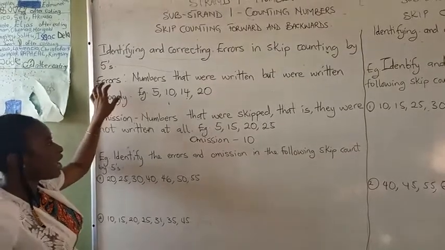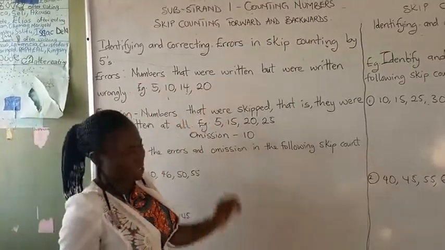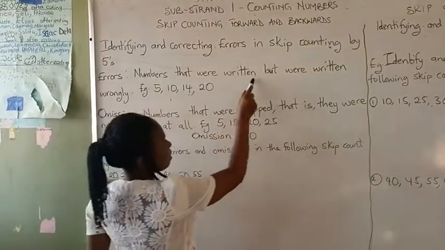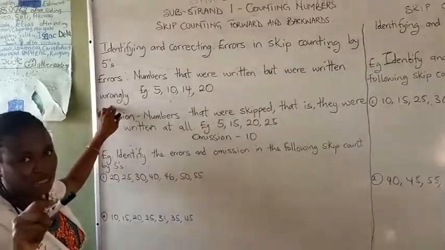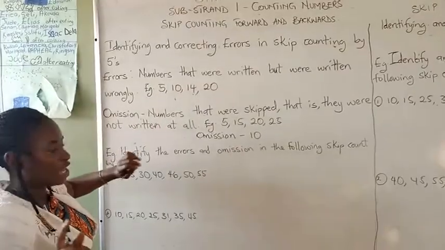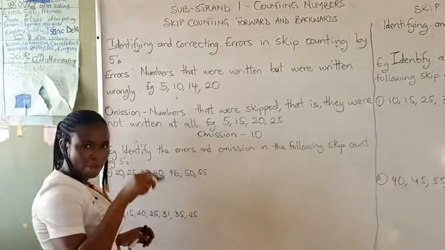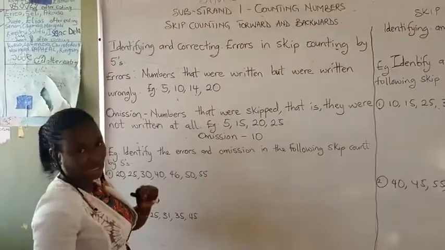Now, the errors here we are talking about are numbers that were written, okay? So we have some numbers, and then some numbers were written, but they were written wrongly. So in this skip counting and identifying errors, the errors we are talking about here were written in the numbers, but they were written wrong. Do you get it? So let's read this example.